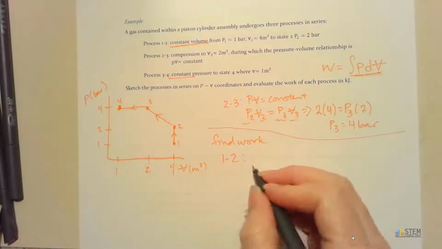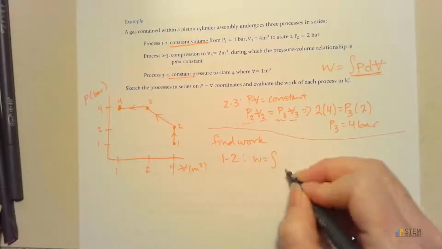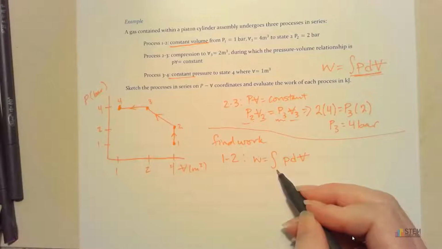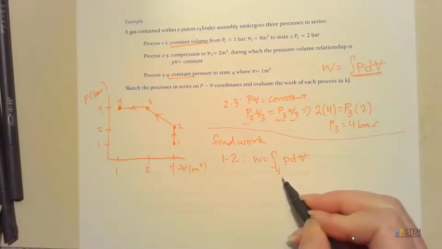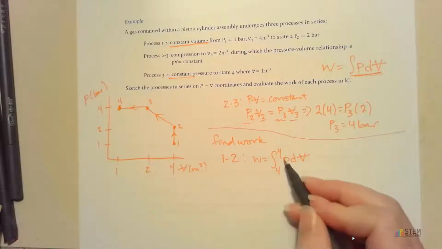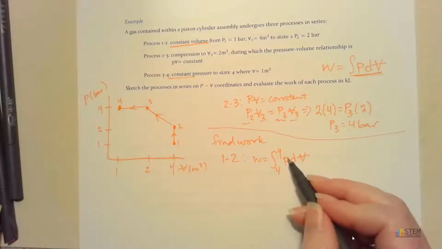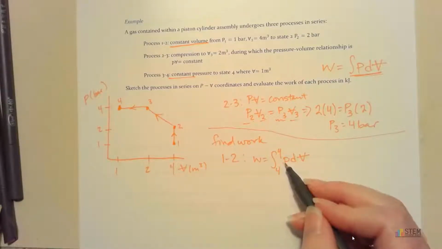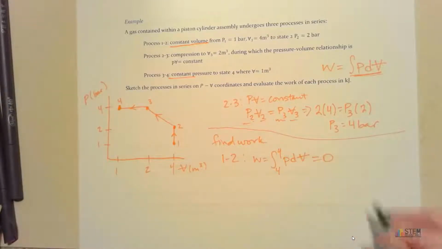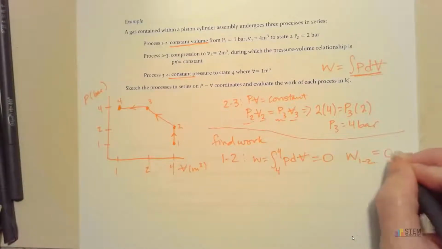So we'll write it out and you'll see why if you're not seeing it yet. If you write out your equation like this, for your limits, our initial volume is 4. And then what's our final volume? It's also 4. So when you integrate, you plug in your limits, you're going to do your function where you plug in 4 minus your function where you plug in 4 again. So that's going to give you a 0. Okay? So work going from 1 to 2 is 0.